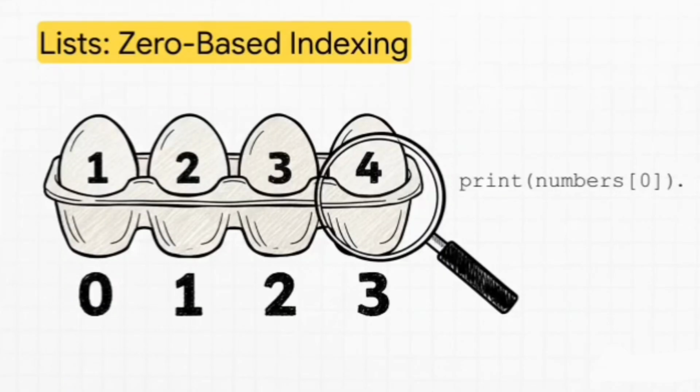And to get a specific item from our list, we just ask for its position. But here's the one quirky thing you've got to remember. In the world of programming, we always start counting from 0. So the first item on the list is actually at position 0. It's a little weird, but you get used to it fast.